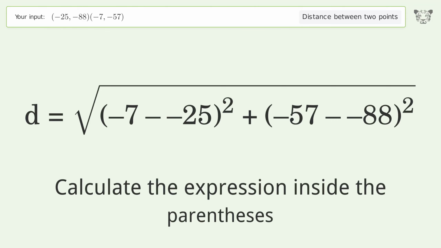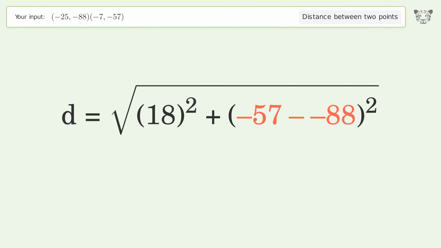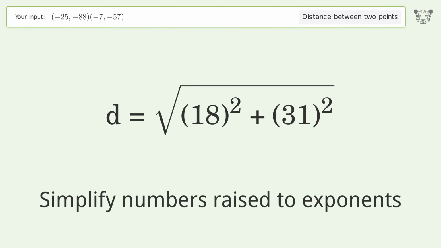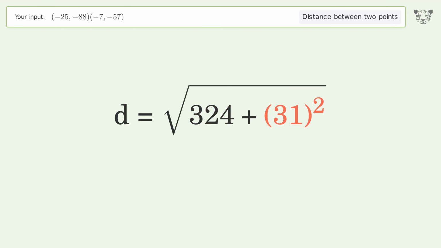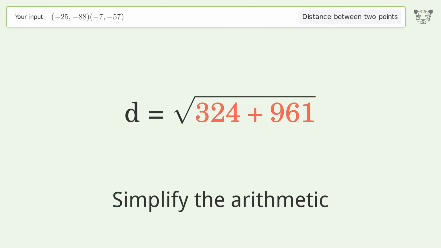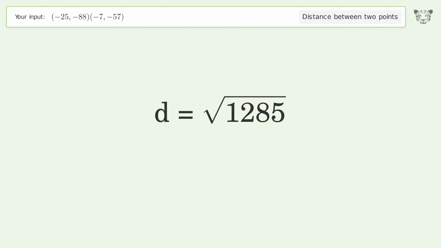Calculate the expression inside the parentheses. Simplify numbers raised to exponents. Simplify the arithmetic. And so the distance between the 2 points is the square root of 1,285 or 35.847.